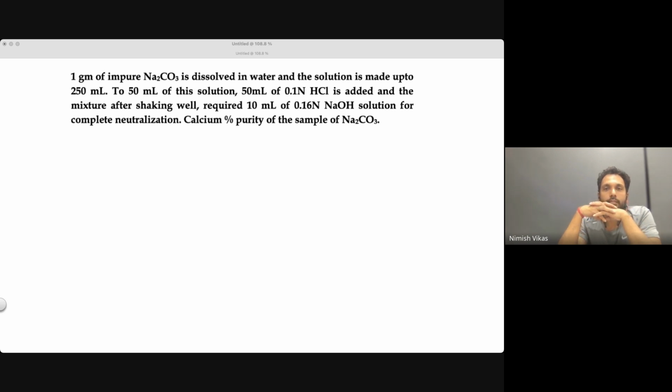Last line says calcium percentage purity. That is not calcium, it is calculate. Okay.